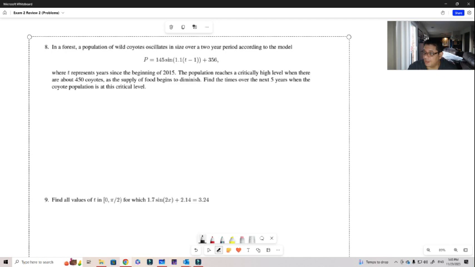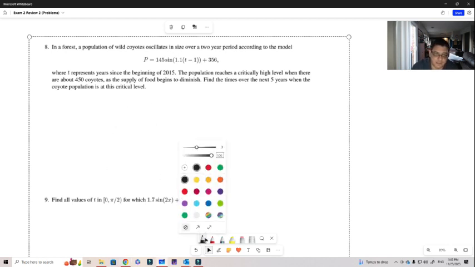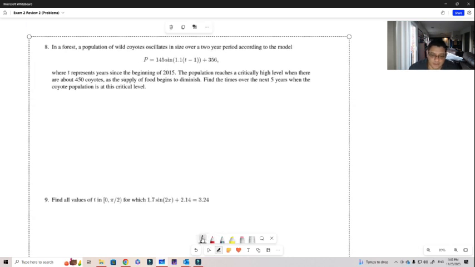Okay. So the first thing is that having this 1.1t minus 1 can be difficult to manage, so we can just call that theta. So theta is 1.1t minus 1. And with that, our function becomes 145 sine of theta plus 356. And we want to know when this is going to be 450, because that's the number of coyotes. So this is an equation that we can manage more easily.